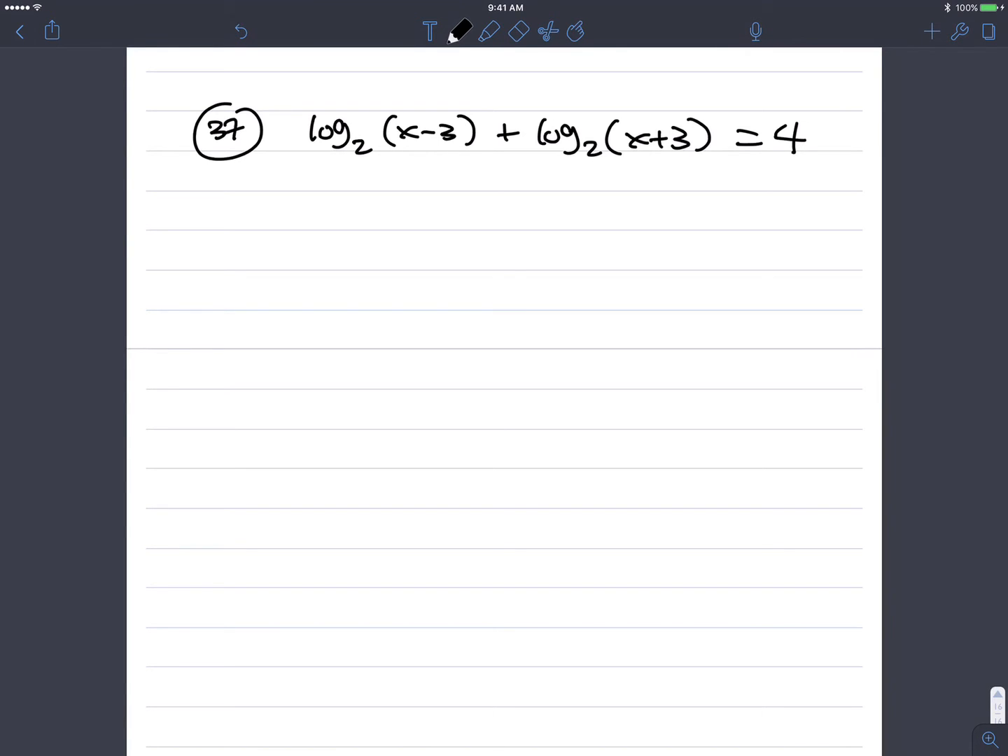Okay, so let's see. This is number 37. So we got a product here. So we're going to write, or I should say, it's a sum, but we're going to write it as a product. So this is log base 2. Let's write this as a product: log base 2 of (x minus 3)(x plus 3), and that equals 4.